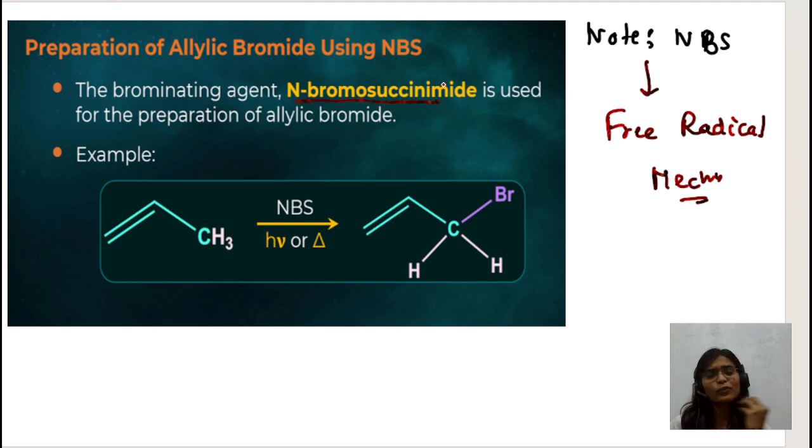Okay, ma'am, we know that, but what is this NBS? Is there any structure? Yes, of course, there is a structure for NBS. How is the structure? First of all, form a five-member ring. Nitrogen has to be there.